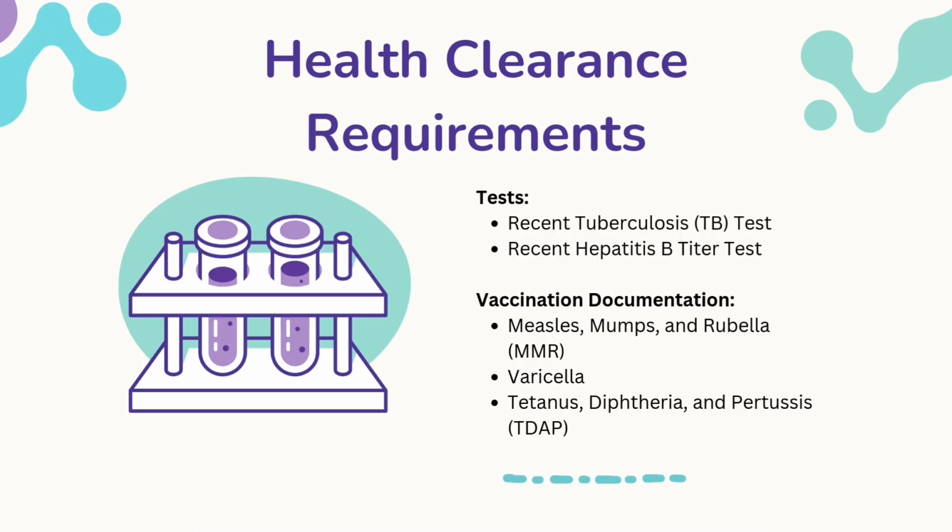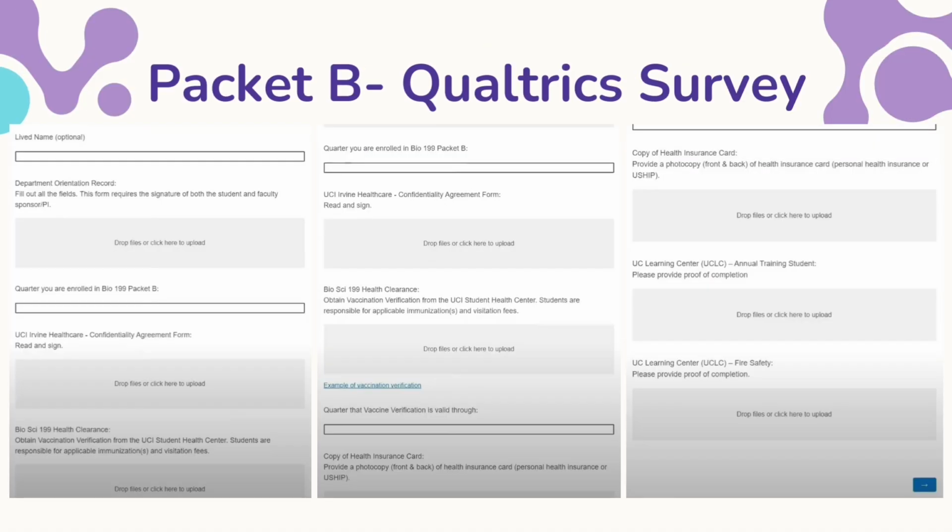So to go over the specific health clearance requirements, there are 2 tests, including a recent tuberculosis TB test and a recent hepatitis B titer test. There are also different vaccination documentation requirements, including MMR, varicella, and Tdap.